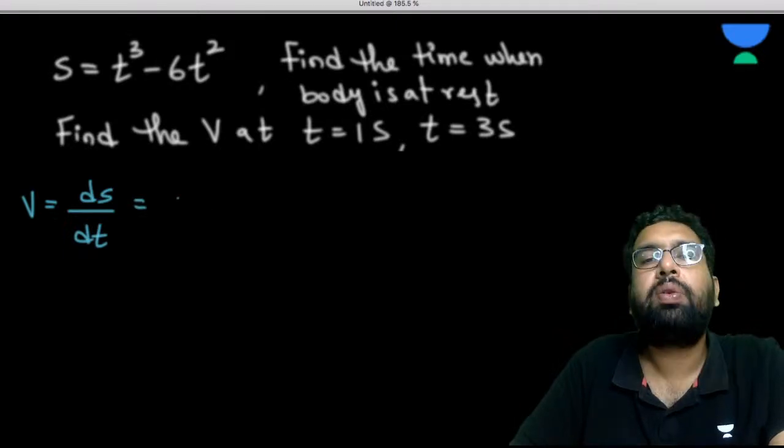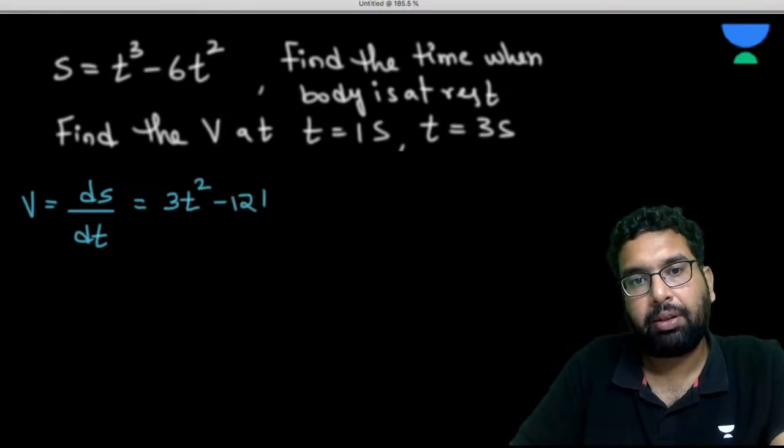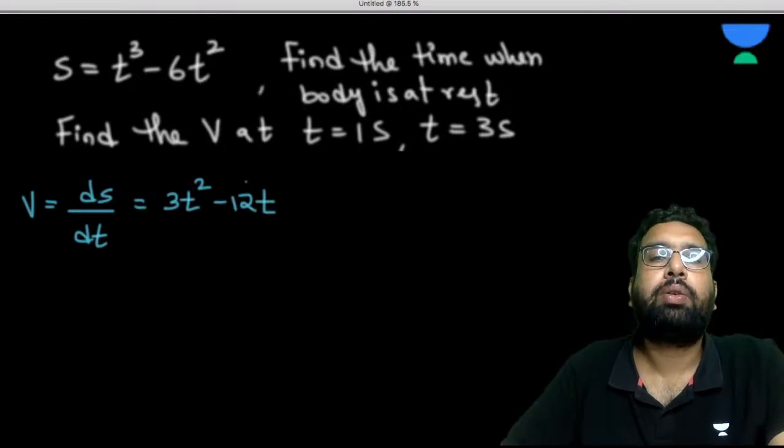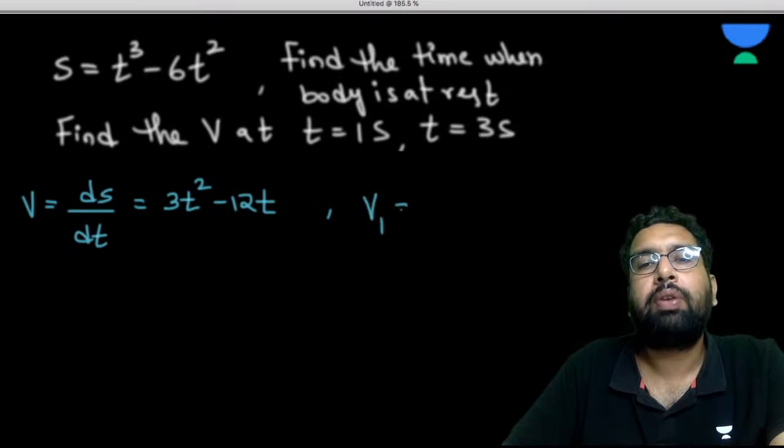If v is equal to ds by dt, it is going to be how much, beta? This is going to be 3 times t square minus 12t. Right. Now what is going to be the velocity at 1 second? Let's put the value of t here. So velocity at 1 second, let's call it v1 for time being.